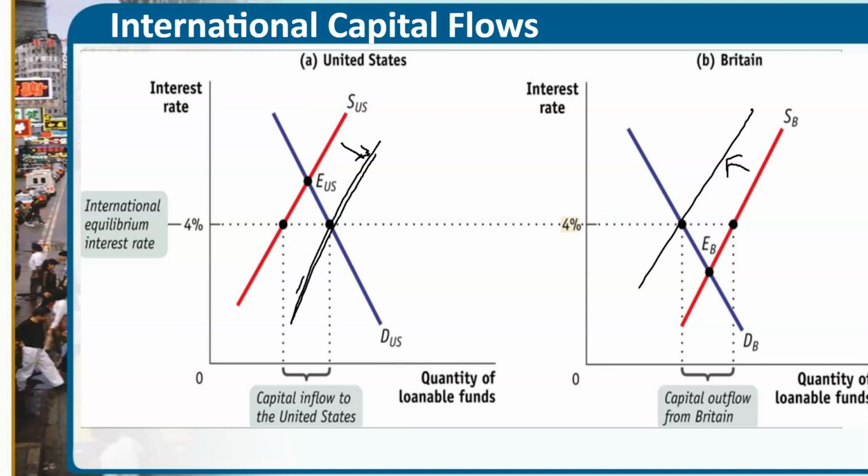Now all of a sudden the supply of British currency is actually leaving, because remember, the capital is flowing to the United States. So the supply of loanable funds in Britain is actually shifting leftward or inward, leading to a higher interest rate. And that's how we end up at an international equilibrium rate that is equal for both countries.